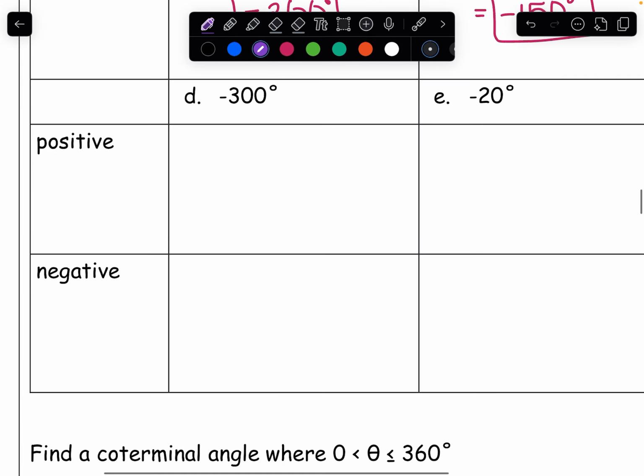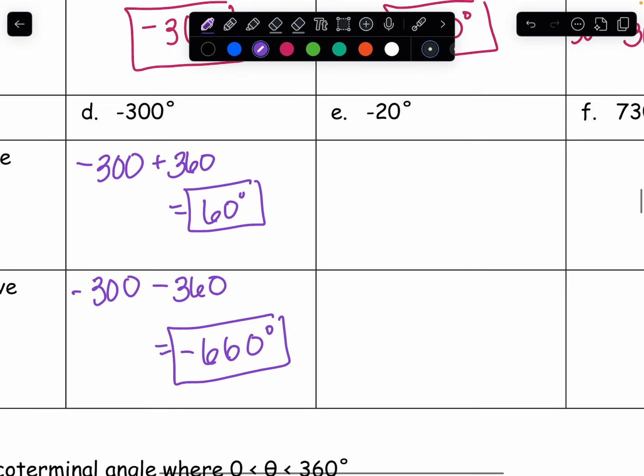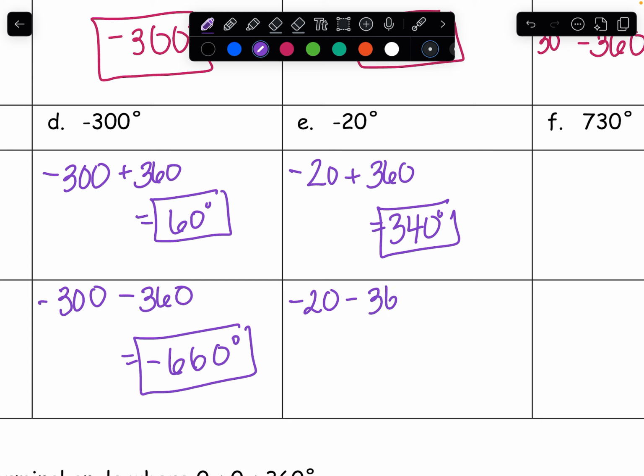So let's keep going. For negative 300, I'm going to take negative 300 and add 360, which will give me 60 degrees. Now I'm going to take that angle and subtract 360, which will give us negative 660 degrees. E, we've got negative 20 plus 360. Again, you should be able to do this in your calculator. We're just writing it for a note so we can see what happens. And then I'm going to subtract 360, which will give us negative, don't forget that, 380 degrees.